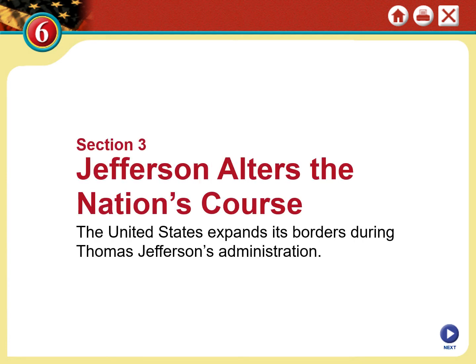So today we'll be talking about Chapter 6, Section 3. And the title of this section is Jefferson Alters the Nation's Course. We've been talking about this division, these extreme different views: Anti-Federalist versus Federalist. And of course it became Democratic Republicans versus Federalist.